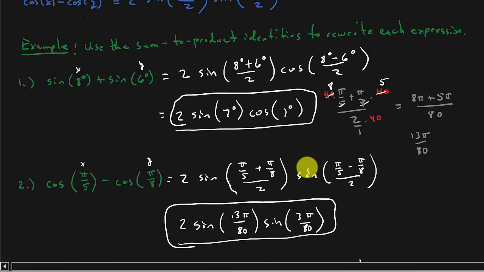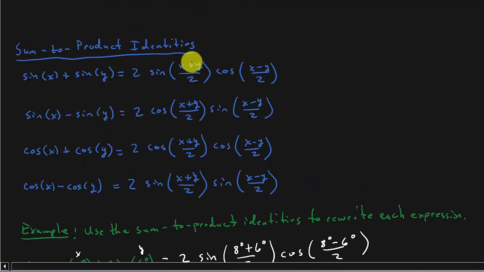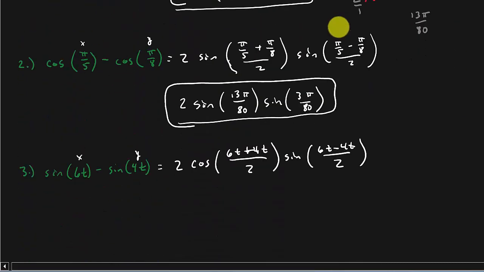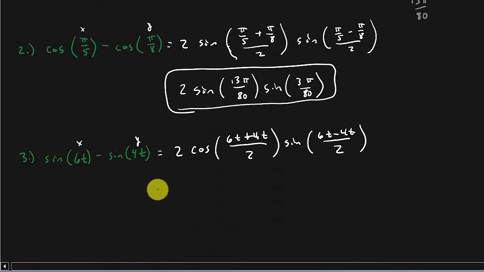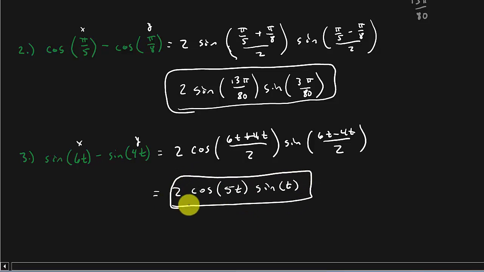So just remember, when you're doing this, the first ones are all adding, the second ones are all subtracting. Don't make the mistake I did just then. And so this is 2 times cosine of, well, 6t plus 4t is 10t divided by 2 is 5t. And then 6t minus 4t is 2t. 2t divided by 2 is just t. So sine t. And there's your answer.